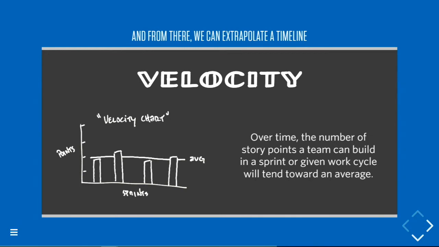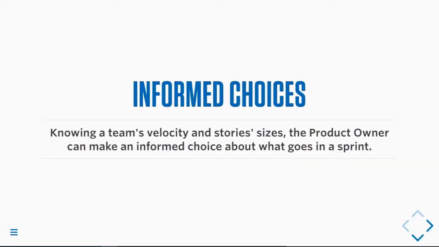Most of the time, stakeholders are more interested in when a particular feature is going to be delivered than how long all this stuff takes. And then, knowing your team's velocity and story sizes, a product owner can make more informed choices about what goes into a sprint and how that prioritization works. Do you want 4 motorcycles, 2 cars, or an airplane this sprint?